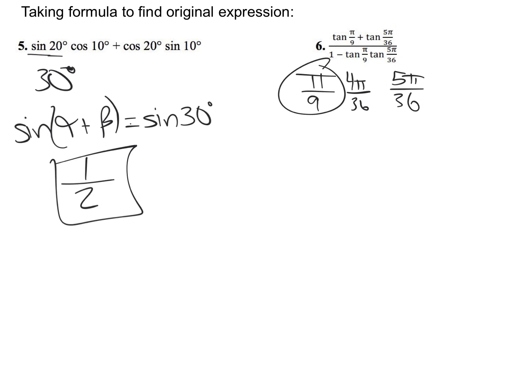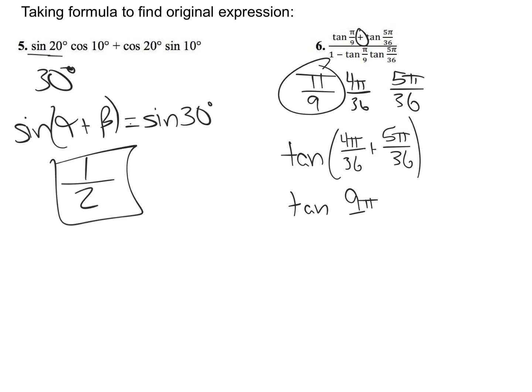Is this the sum or the difference identity? If you look at it, you'll see that because of this plus sign right here, it's the sum identity. So that means this is tangent of 4 pi over 36 plus 5 pi over 36, which is tangent of 9 pi over 36, which is tangent of pi over 4.